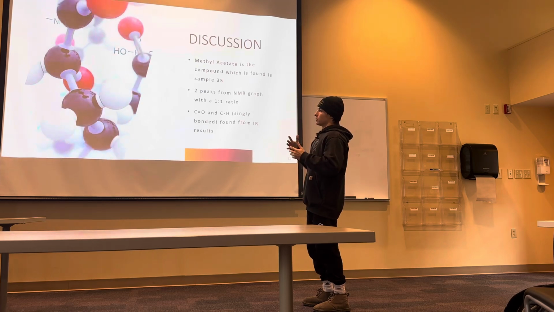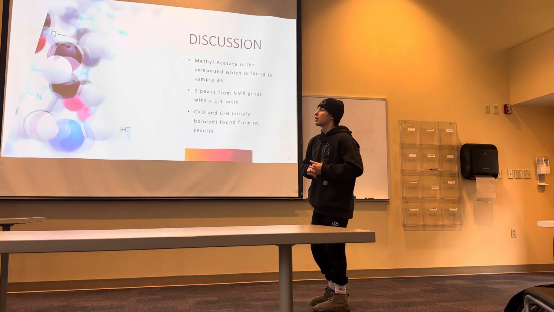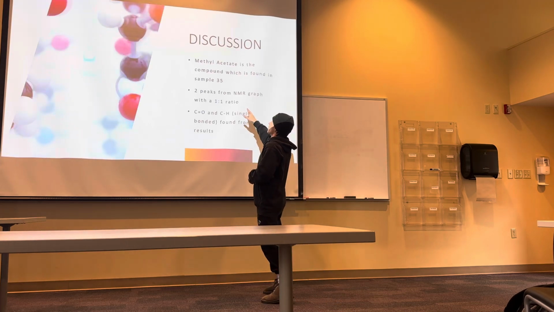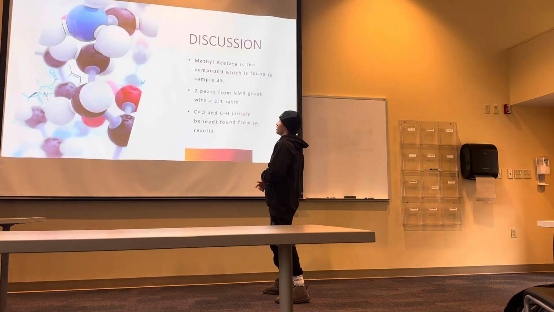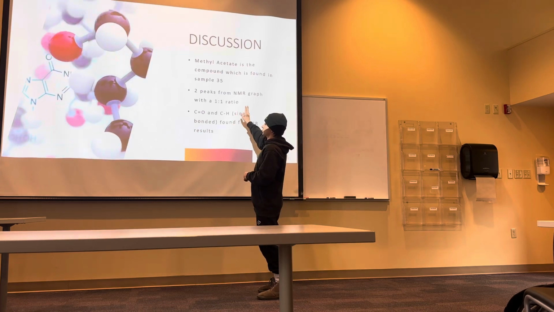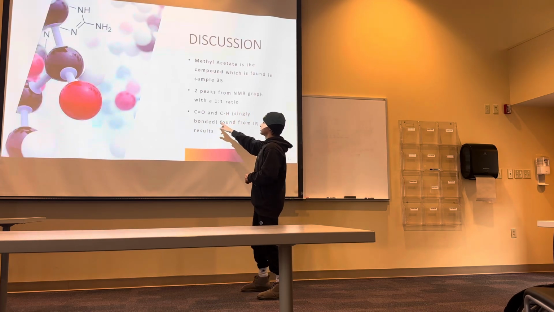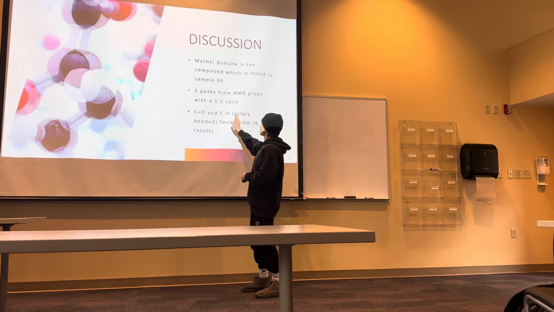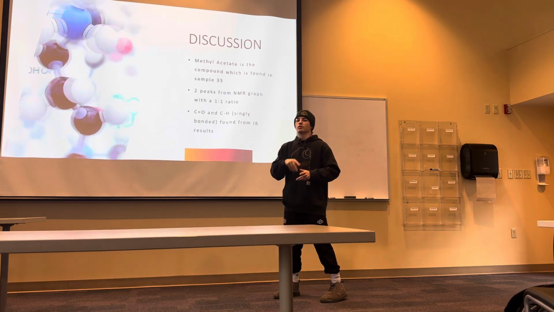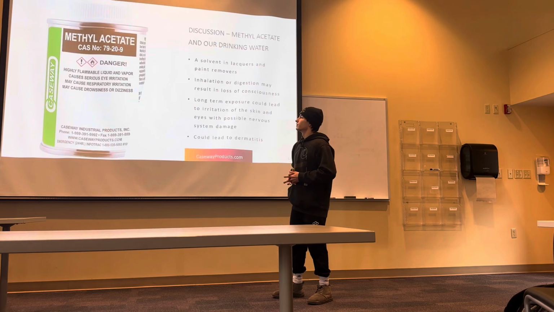Now, if we use our results for the IR and NMR tests together, we can determine that methyl acetate is a compound which is found in sample 35. As we saw earlier, it had 2 peaks from the NMR graph, which are a 1-to-1 ratio, as well as a C double bond O and a C-H single bond found from the IR results. So using the results, we can determine that this is the only chemical possible.